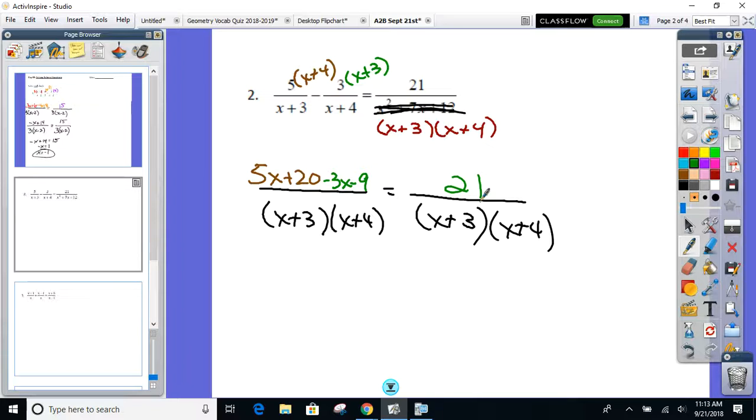This is what I was saying before. You don't have to show me the denominators if you don't want to. You can just totally skip this step and just write the numerators. But now that the denominators are the same, I can drop them and have 5x plus 20 minus 3x minus 9 equals 21. And I'm hoping we can solve that.